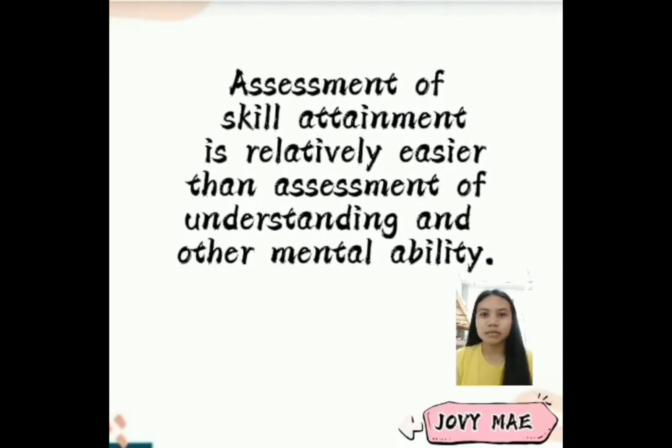Assessment of skill attainment is relatively easier than assessment of understanding and other mental abilities, mainly because assessment of understanding is much more complex. We are going to assess a person's knowledge in a number of ways, but we need to infer from certain indicators of understanding through written descriptions. Unlike the assessment of skill attainment, because skills can be practiced and are readily demonstrable, either a skill exists at a certain level or it doesn't. Assessment of learning outcomes will be treated in a separate chapter.